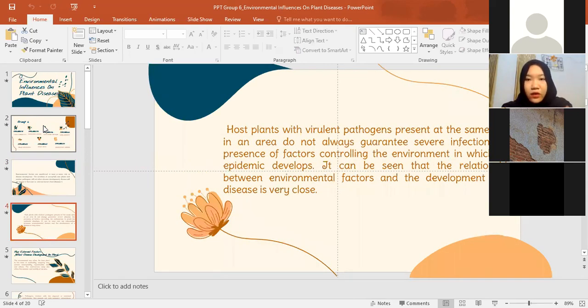A host plant and a virulent pathogen present at the same time in an area do not always guarantee severe infection. The presence of factors controls the environment in which the epidemic develops. It can be seen that the relationship between environmental factors and the development of disease is very close.